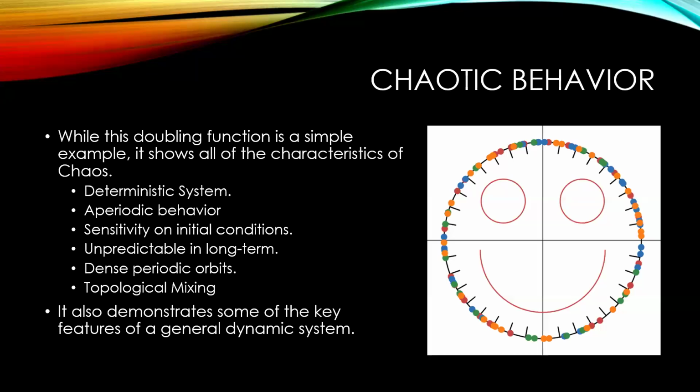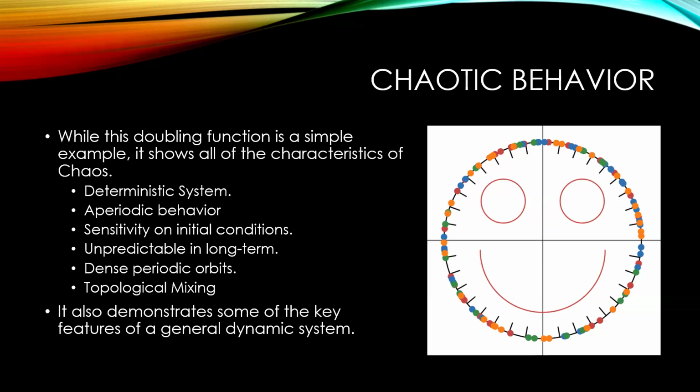And so this is chaos. While this doubling function is a simple example, it shows all of the characteristics of chaos. We have a deterministic system, and so from a starting point, we know where it's going to go. We have aperiodic behavior, and so when we choose an irrational starting point, we're going to get something which is never going to return to its starting location. We have sensitivity on initial conditions.